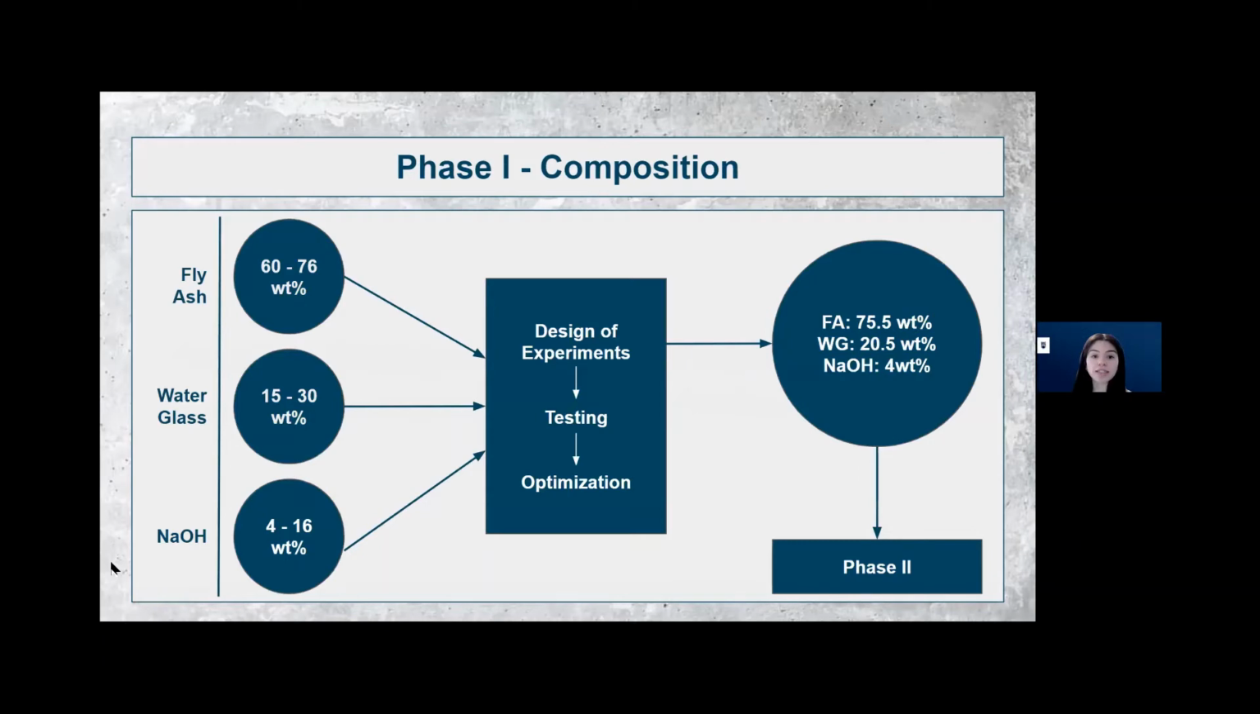Phase 1 of the project consisted of determining the optimal composition to maximize compressive and tensile strength. The ranges for each component, as shown here, were input into a design of experiment software to generate our tests. Compressive and tensile tests were conducted on geopolymer lab samples to collect data. Statistical analysis led us to a composition of 75.5 weight% fly ash, 20.5 weight% water glass, and 4 weight% sodium hydroxide, which maximized mechanical performance. This composition would then be used to conduct the experiment in Phase 2.